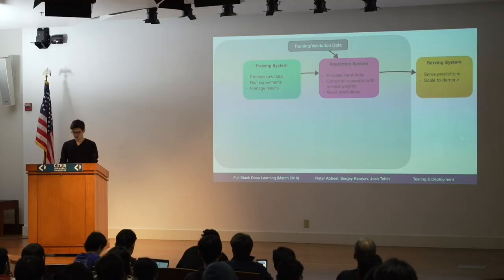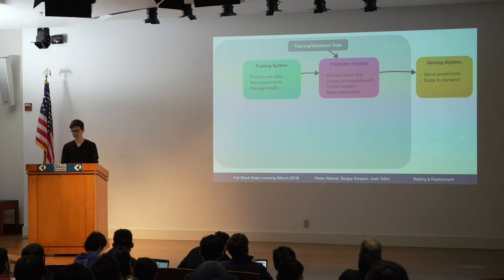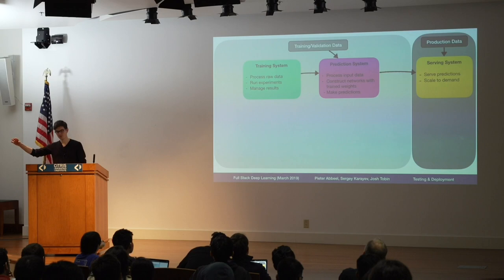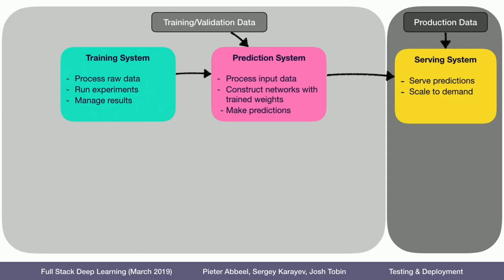So the thing that comes into play in machine learning systems is the training data, training and validation data. You can think of it as the training system and the data coming together to produce the prediction system. Now, when you actually deploy the prediction system and it's serving predictions, it's seeing a different type of data that we call production data. And we assume it's the same type of data as the training and validation data, but it often is not.